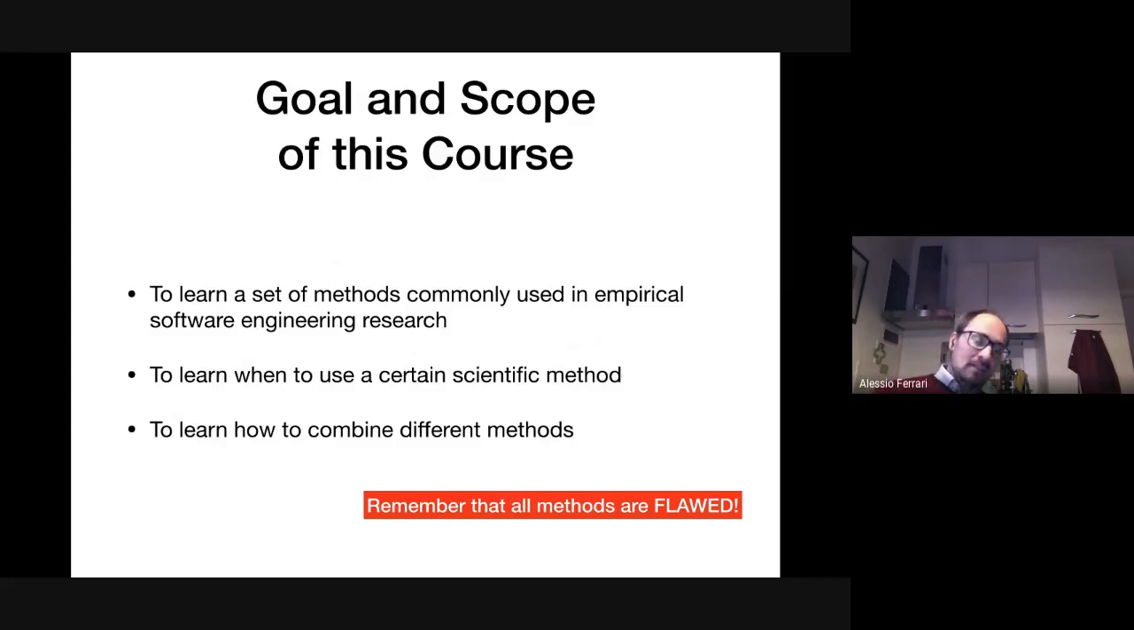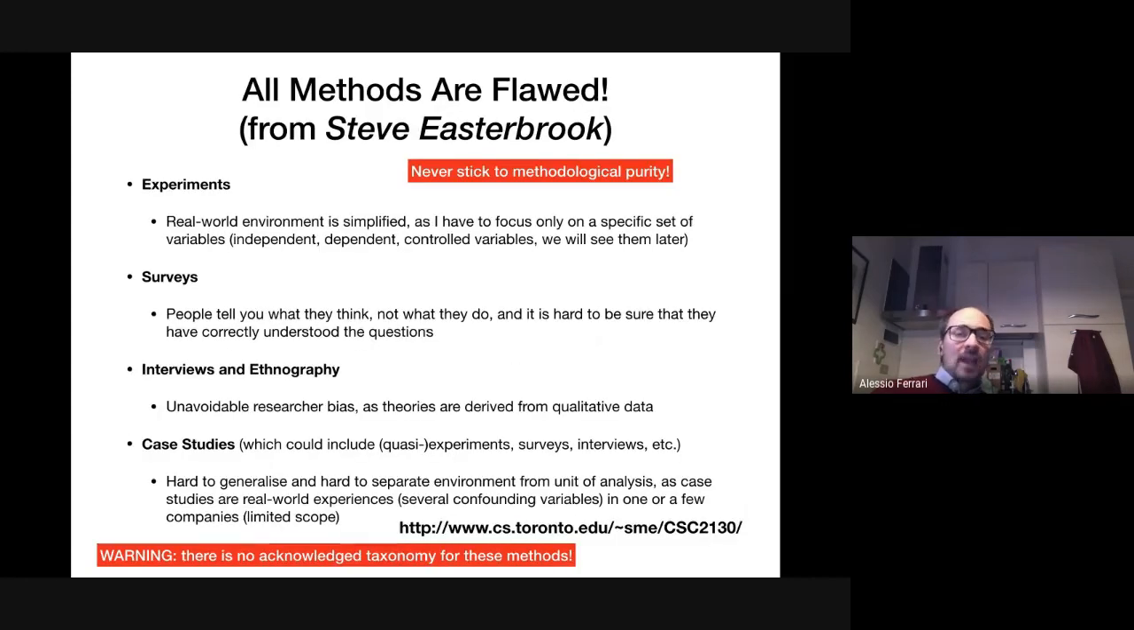Always keep in mind that all these methods, so experiments, surveys, interviews, judgment studies, review of literature, are all flawed. Why? For example, in an experiment, the real-world environment is always simplified, as I have to focus only on a specific set of variables. For example, in the case of the people using a certain tool for testing, I, of course, have to set up the same code, and the code cannot be representative of all reality. Okay, the code to debug.